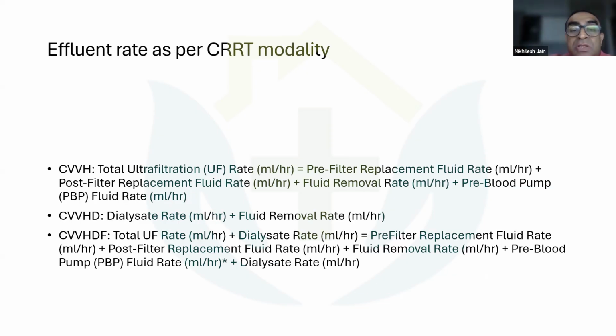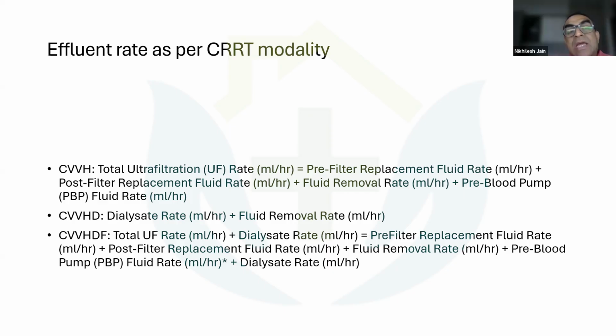Okay. So this is another equation which I could not make similar for all. There is no other simpler thing that I could find. For CVVH, total ultrafiltration rate in mils per hour is pre-filter replacement fluid rate in mils per hour, plus post-filter replacement fluid rate, plus fluid removal rate, plus pre-blood pump fluid rate in mils per hour. That is how the calculation comes.